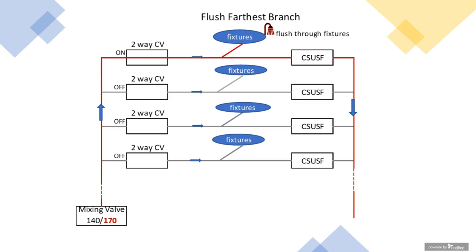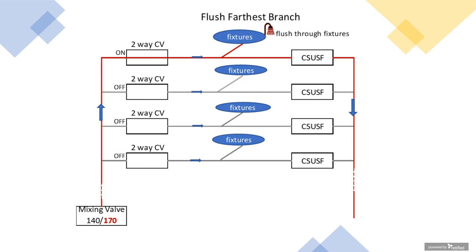So then the next sequence from your controller is you turn on that two-way control valve at the top, the furthest fixture. That will basically then cause the 170° water to now start flowing through the supply line, back through that farthest branch, and back through the return. So this will be done for a period of 20 to 30 minutes.